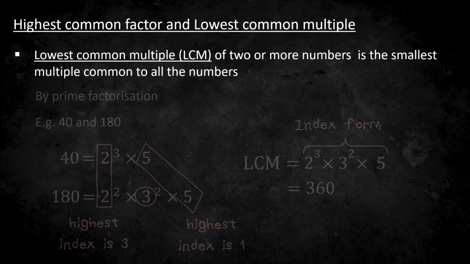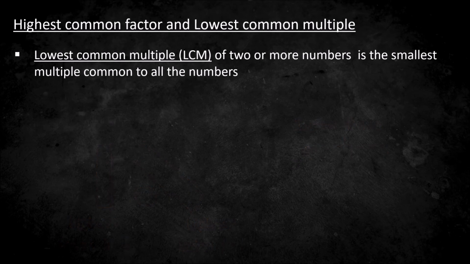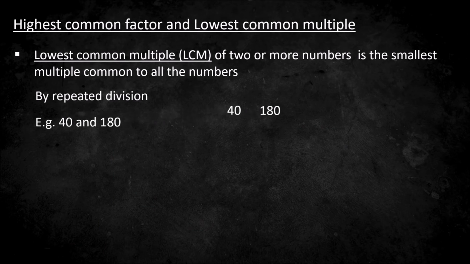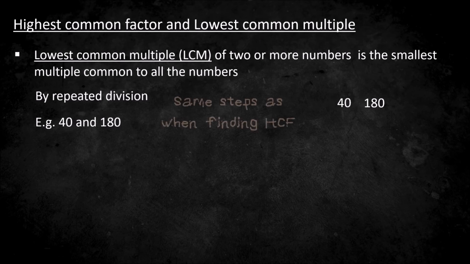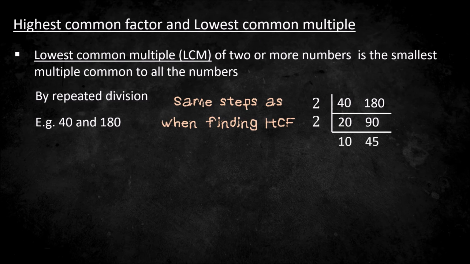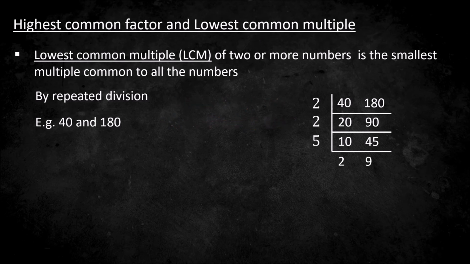Using the same example, 40 and 180, we will use repeated division to find the lowest common multiple. Follow the same steps as when finding the highest common factor. After reaching the point when there are no prime numbers that all the numbers can be divided by, divide the numbers until the result is 1.